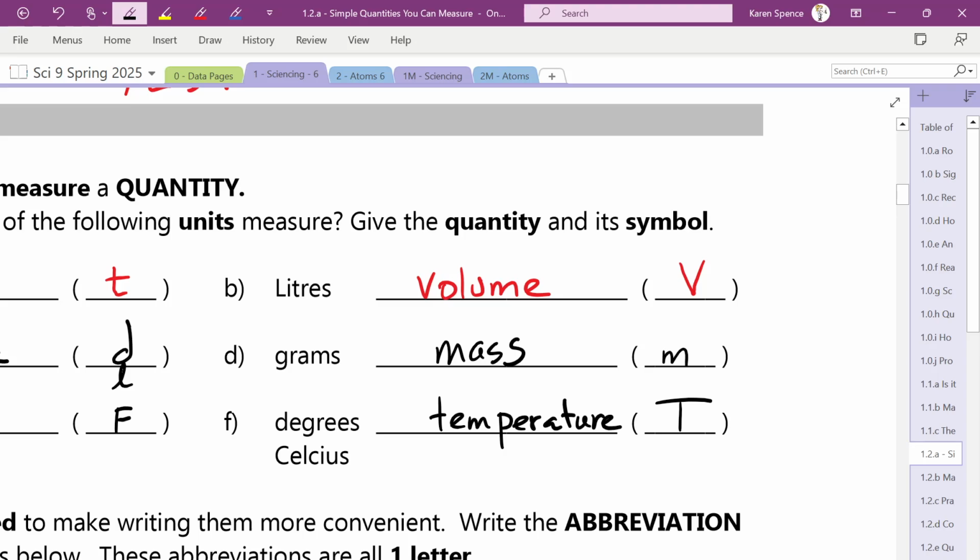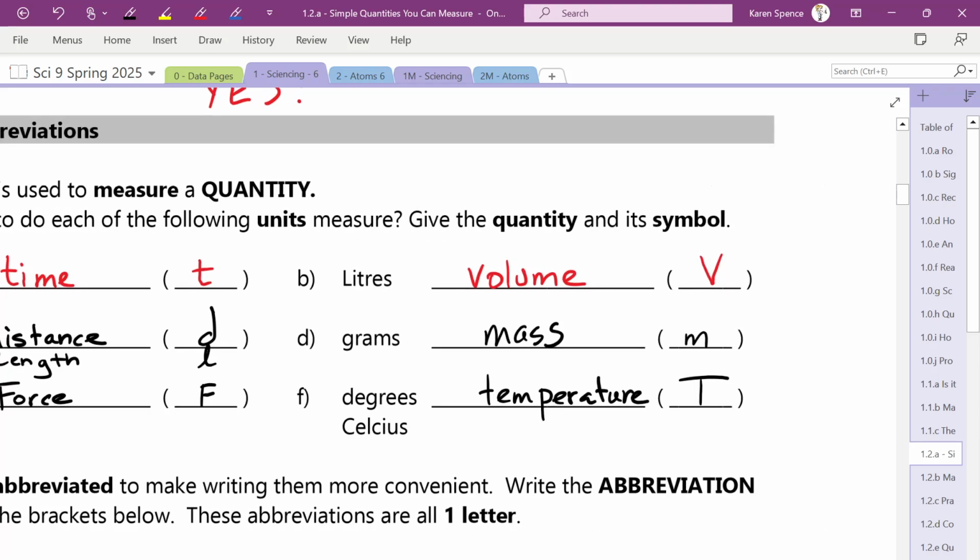Now, I will let you know, I don't get too wound up about spelling. So if spelling is not your forte, as long as you get pretty close, I'm okay with it. All right? Try your best, but don't worry about it too much.